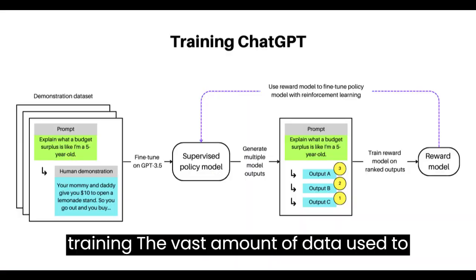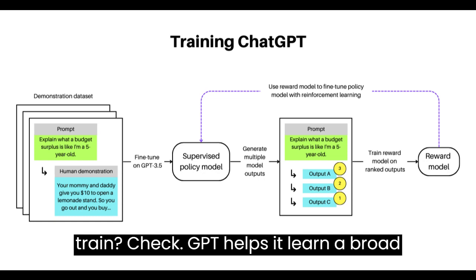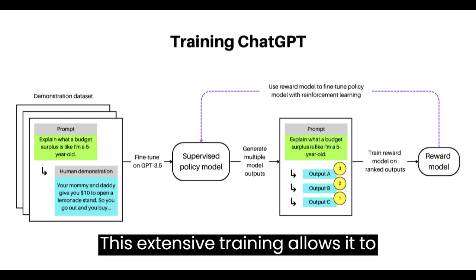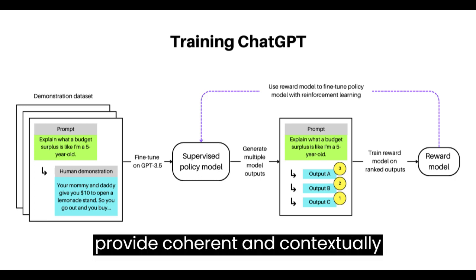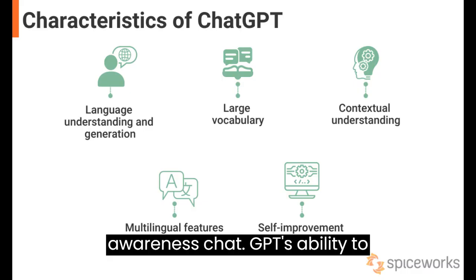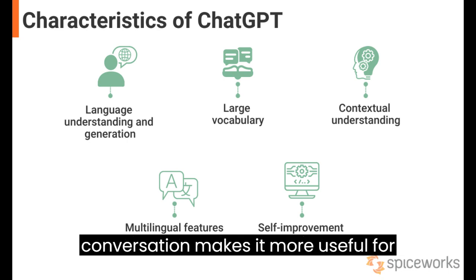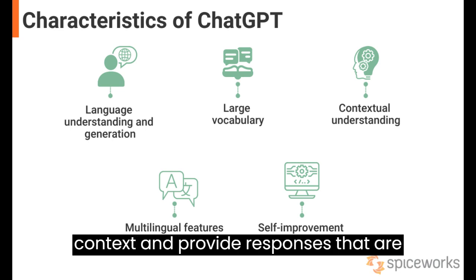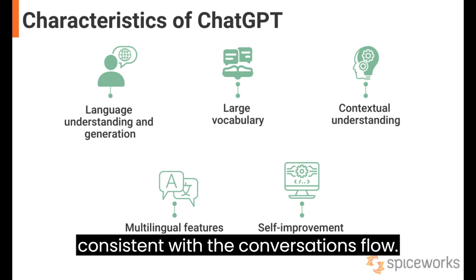Large-scale training. The vast amount of data used to train ChatGPT helps it learn a broad range of language patterns and facts. This extensive training allows it to provide coherent and contextually relevant responses. Contextual awareness. ChatGPT's ability to remember and reference prior parts of a conversation makes it more useful for ongoing dialogues. It can maintain context and provide responses that are consistent with the conversation's flow.